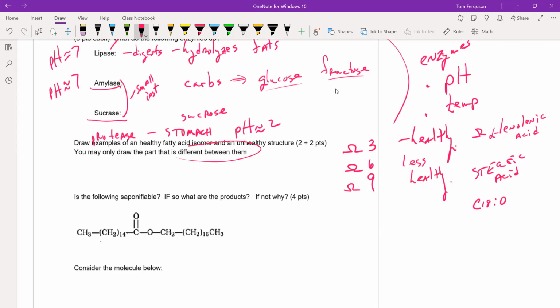And the difference is going to be here. It is where the unsaturation in the fatty acid is located.